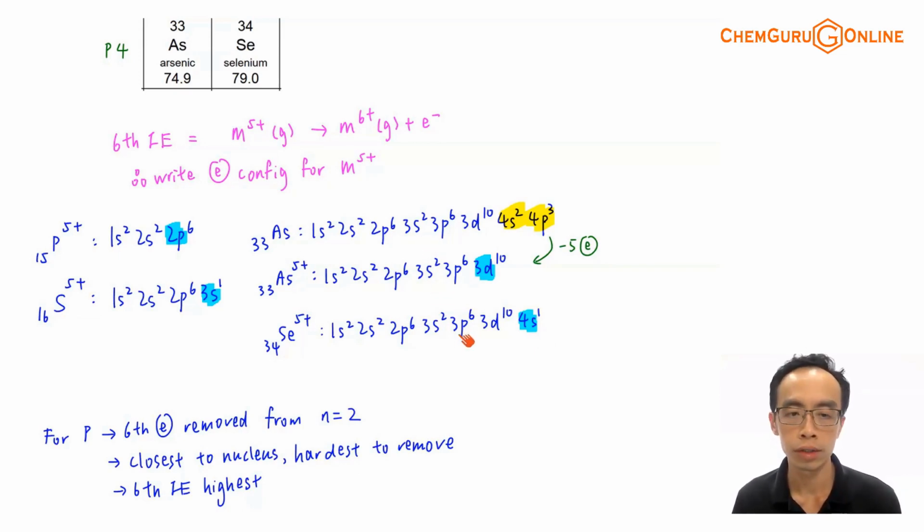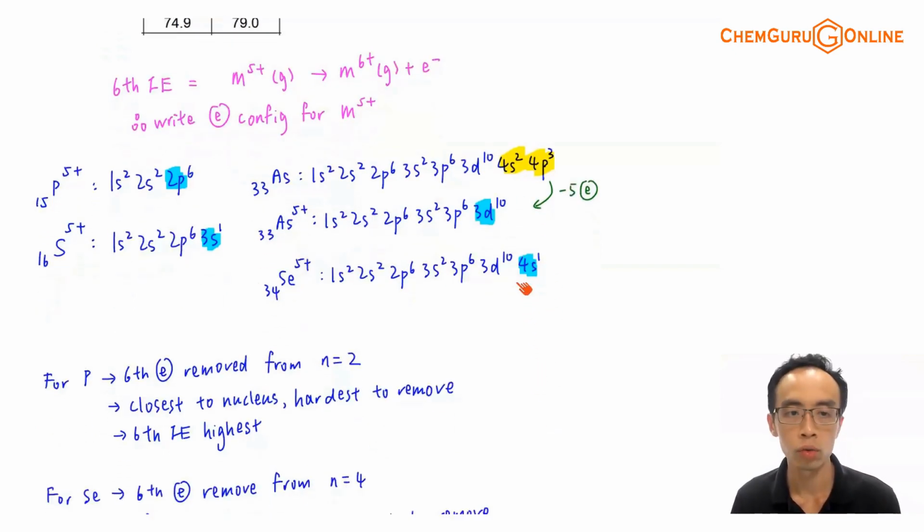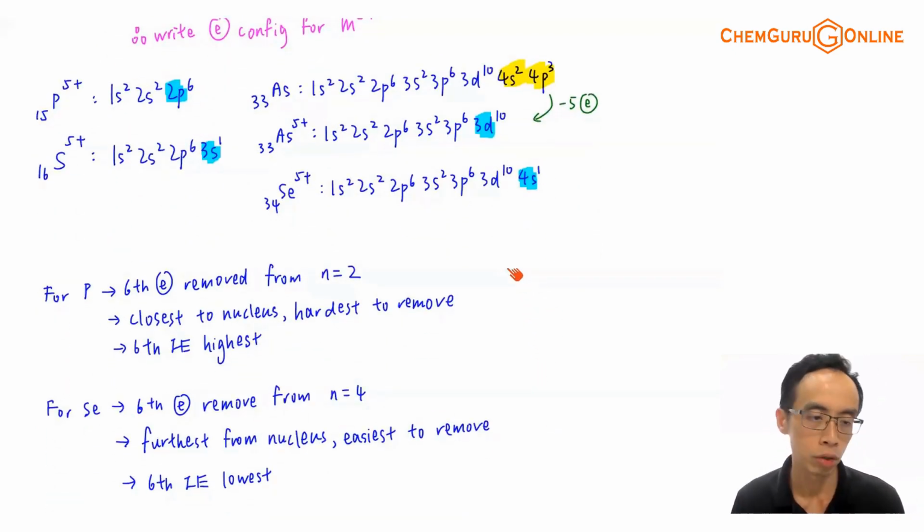Then the next thing we consider is for each one of them, where do I remove electron number 6? For phosphorus, I'm removing electron number 6 from the 2p subshell. Sulfur, electron number 6, I'm removing from the 3s subshell. Involving arsenic, I'm removing the electron from the 3d subshell. Selenium, I'm removing the electron from the 4s subshell. So we can do the comparison already. Let's take a look at that.